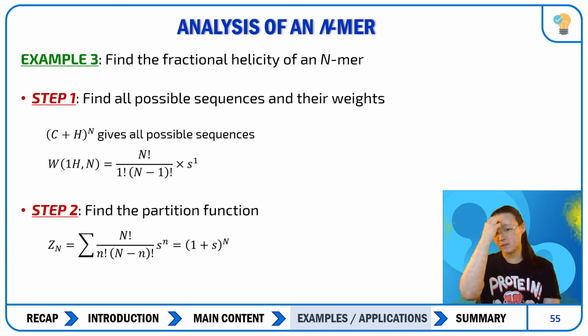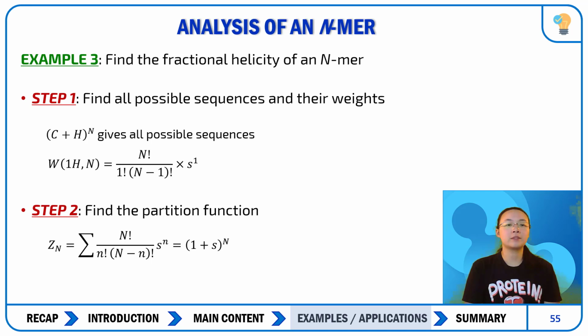We're not quite done yet. Let's take a look at an analysis for an n-mer. To make things easier, it's probably good to use the binomial expansion to find all of your possible sequences. Then let's say you want to find the multiplicity of one single helical state out of n states. You would then have to use this equation. So you have your multiplicity times your s, and you can represent it like this and find all the possible weights for every single sequence that's possible. As you can see, it's very time consuming.